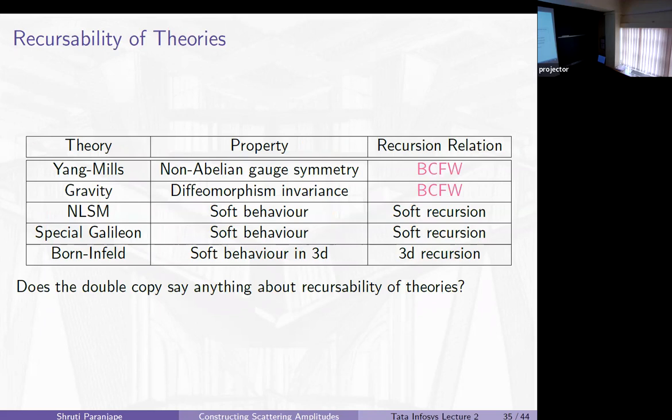So this is the last part of the talk, which is just to note that there is a relationship between theories that appear in the double copy and recursion relations. So every single theory that appears in the double copy, there's some way to recurse it.